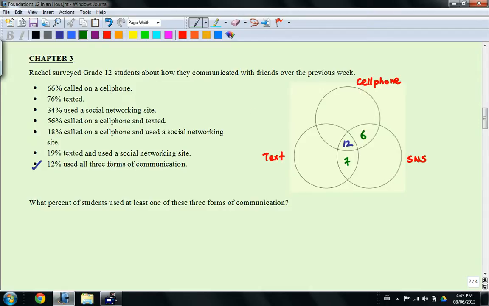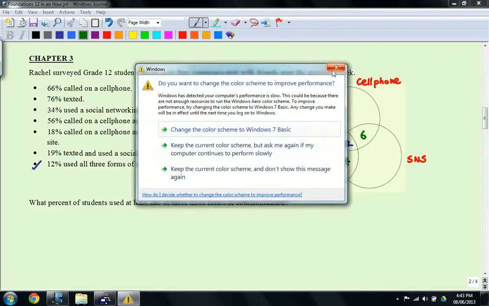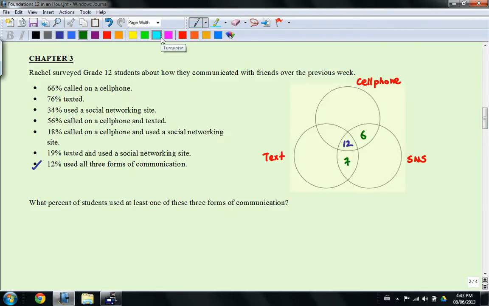And finally, 56% minus 12 is going to be 44. So 44 is going to go right here.